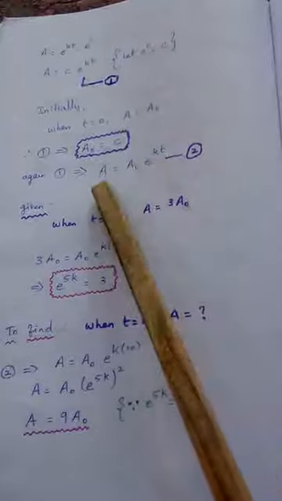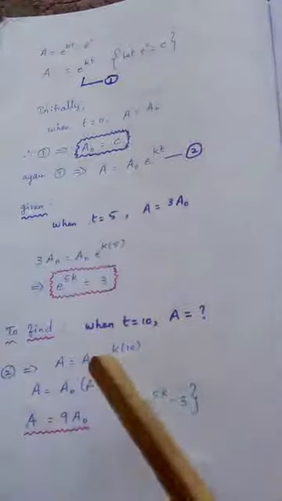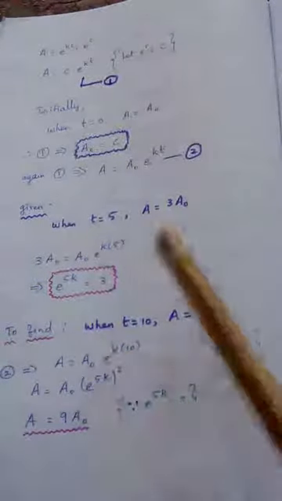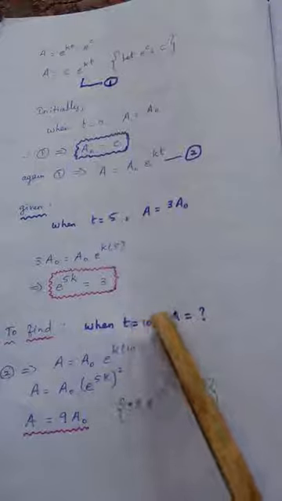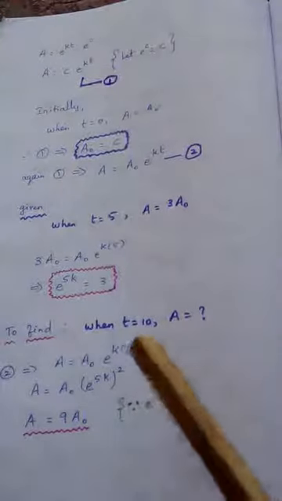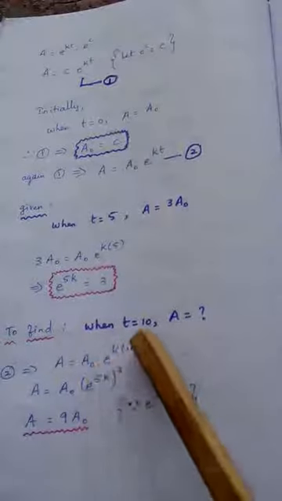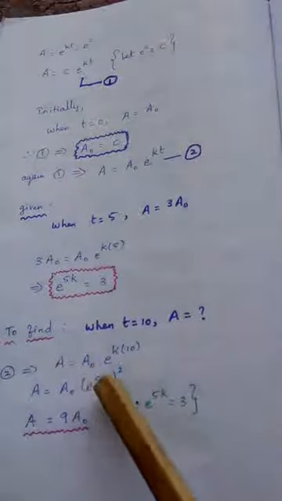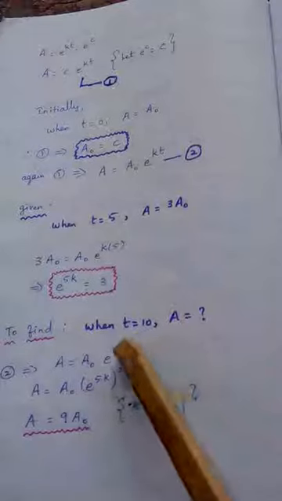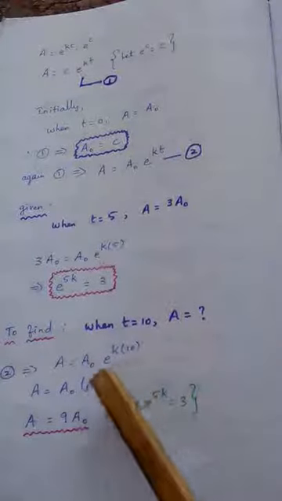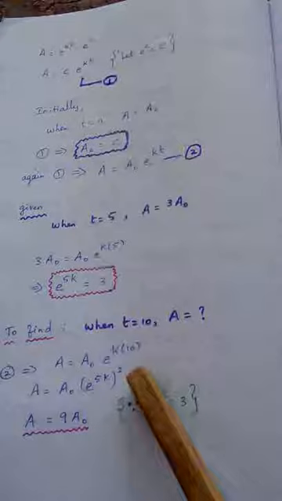So, using the second equation, A is equal to A naught e power kt. In place of t, you put this 10. Now, we know the e power 5k value. So, keeping this in mind, we are splitting this e power 10k as e power 5k the whole square, right? E power 10k can be written as e power 5k the whole square, because if 2 powers are there, they get multiplied. So, 2 into 5k is 10k.